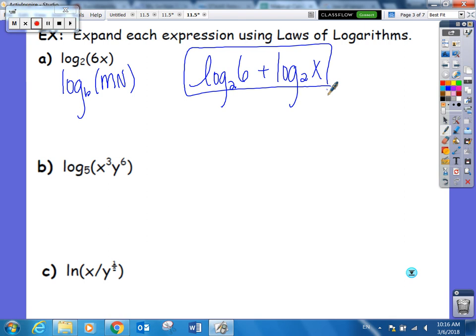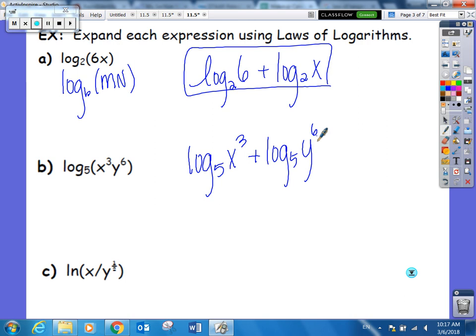Letter B, same thing, but then there's also law number 4 involved in that one. So if you can do two things at once, that's fine. I'm going to do one thing at a time. So I'm going to first change this to log base 5 of x cubed plus log base 5 of y to the 6th.